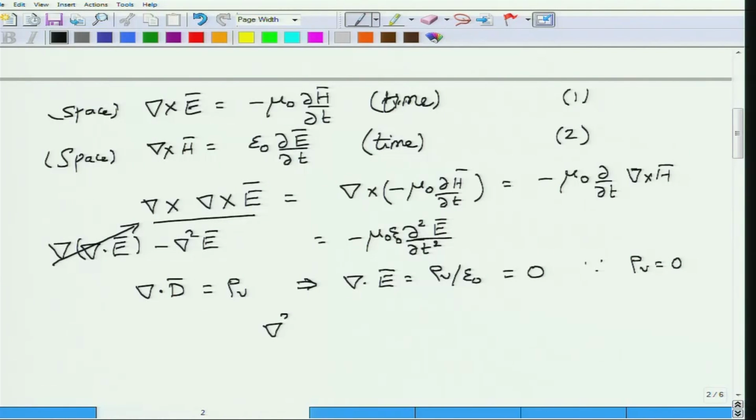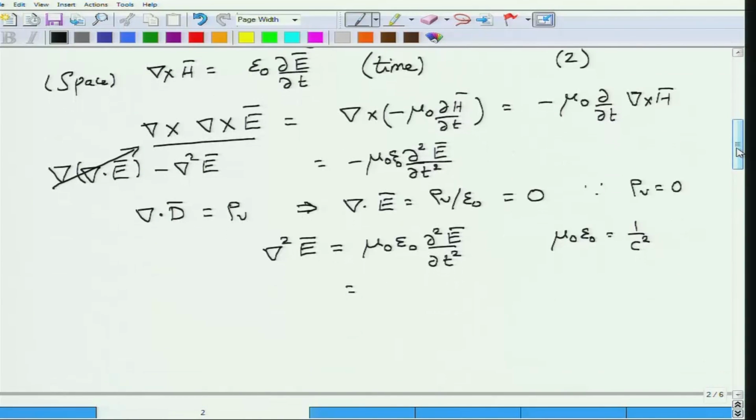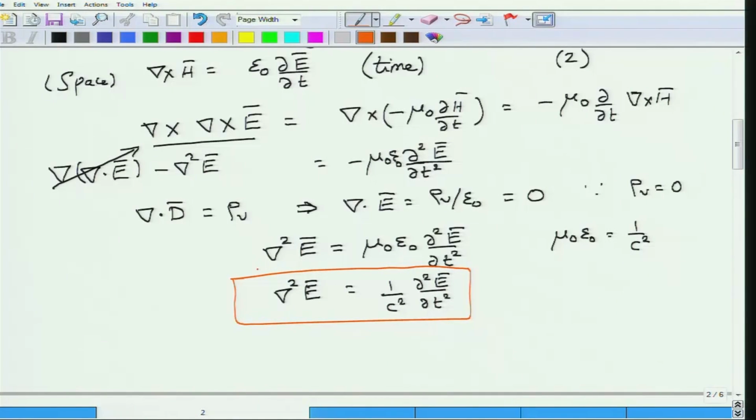What I am left with is, after cancelling the negative signs on both left and right hand sides, del square E is equal to mu 0 epsilon 0 del square E by del T square. It turns out that if you calculate the value of mu 0 into epsilon 0, it is equal to 1 by c square, where c is the speed of light in free space. So you can write this as 1 by c square del square E by del T square. This expression, which we have just obtained under certain very reasonable assumptions, is called the wave equation for electric field. This is the expression that we were looking for.